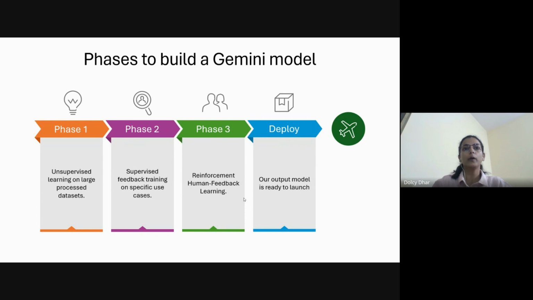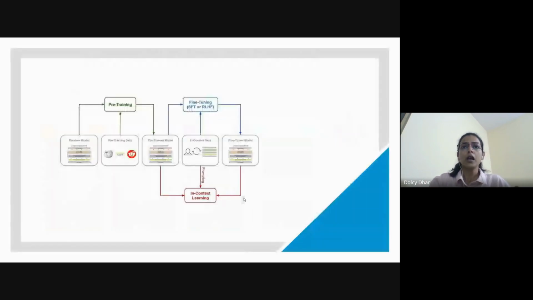Finally, when all of these phases are achieved, our output model is ready to launch, like Gemini, Bard or the ChatGPT that we saw. So this is how the phases take place. We take a basic structure of a random model, and then we do a generative pre-training phase where unsupervised learning is taking place. And then we do fine-tuning where we use specific use cases, and we do supervised feedback training or reinforcement learning through human feedback.